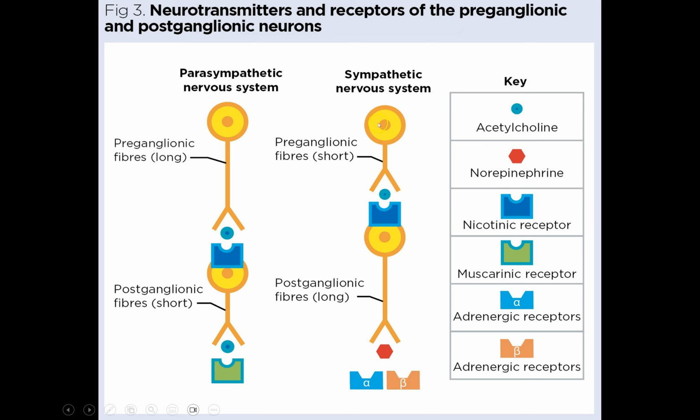For the sympathetic, first order neuron, preganglionic fibers, acetylcholine, nicotinic receptors also, and the distal is the epinephrine, noradrenaline, with adrenergic receptors divided into alpha and beta adrenergic receptors. Here it is norepinephrine or noradrenaline.